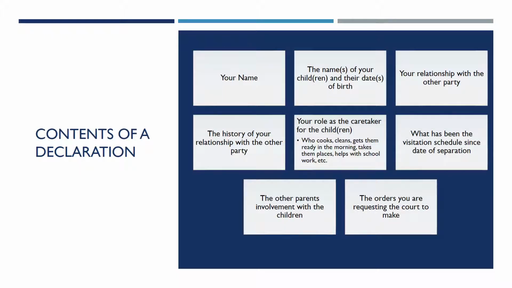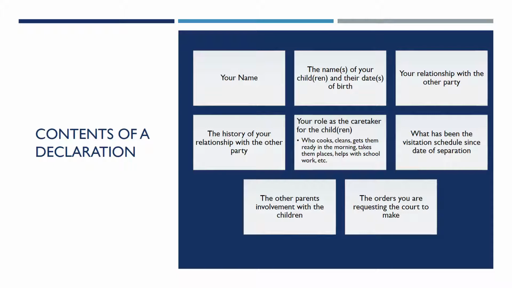This next slide breaks down the contents of a declaration, what each declaration should contain at a bare minimum. The first is quite obvious. It should have your name. It should also state what role you occupy in the case. You're either the filing party, the petitioner, or the responding party, the respondent. Your declaration must contain the name of the children and their dates of birth, because the court may make different orders for a 13-year-old versus a 6-month-old.